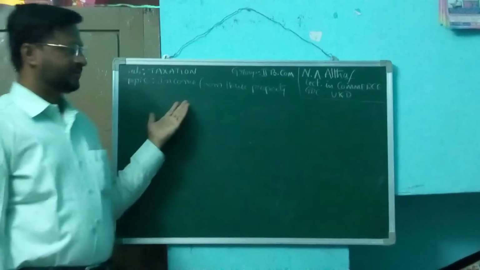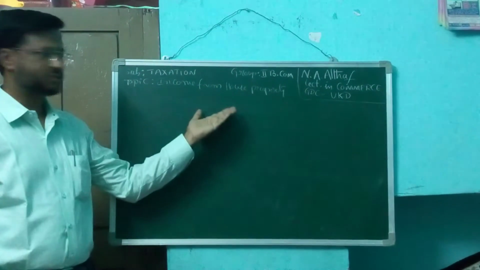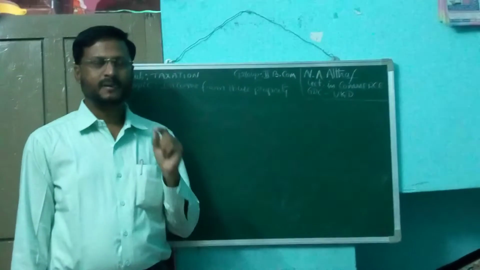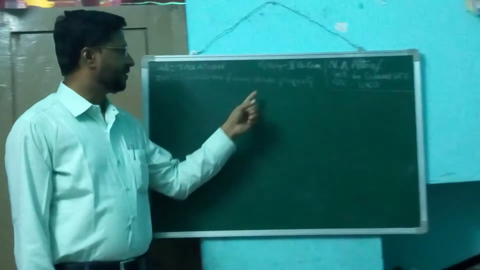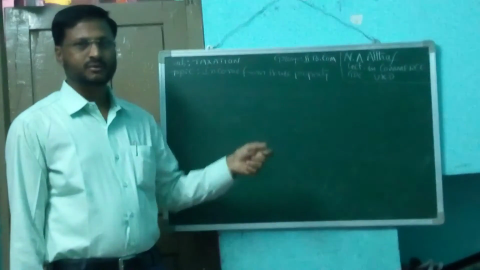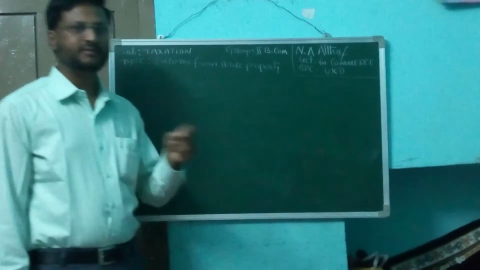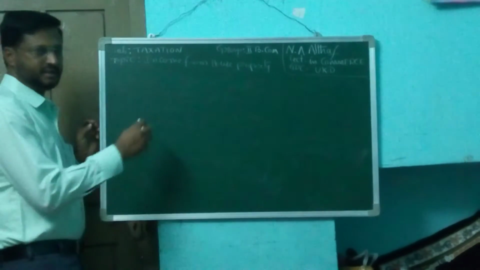Earlier, we discussed the income from house property, and we also discussed the different types of rents used to decide the house property income. Now we are going to draw the format for calculating income from house property. So let us observe the board.